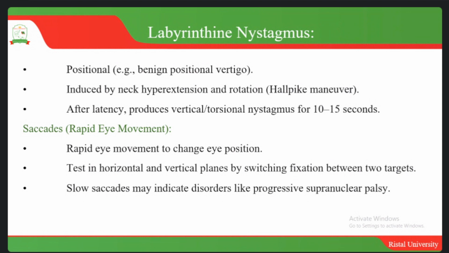Then also sometimes they have slow saccades, or slow rapid eye movements, which may indicate disorders like progressive supranuclear palsy. Palsy is basically like a paralysis whereby the patient is not able to do something, so they can be slow, and sometimes they can be static in a way that they cannot move them.